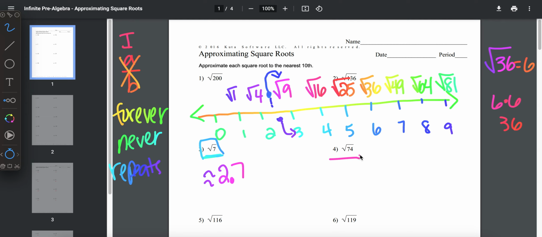So let's look at square root of 74. So we're looking at our square root of 74.